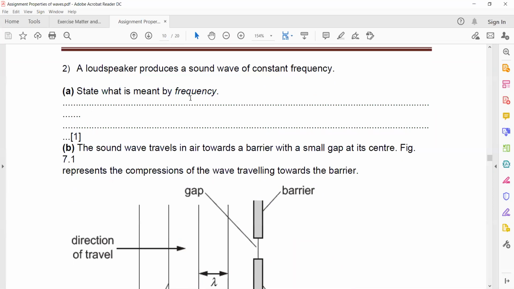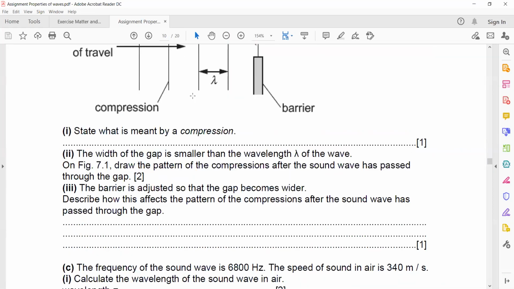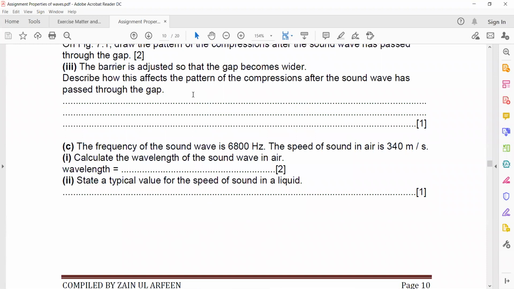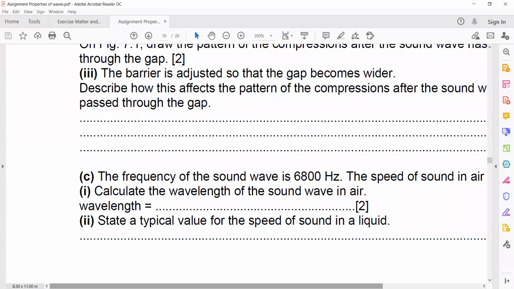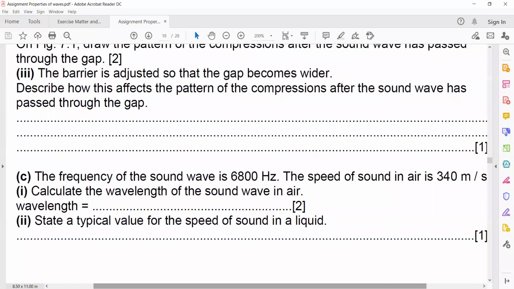What is meant by the frequency? Frequency means the number of vibrations in 1 second. As you can see in this question, calculate the wavelength of a sound of frequency 6,800 hertz, and the speed is 340.